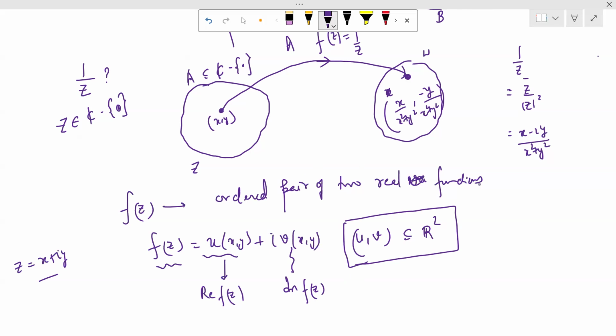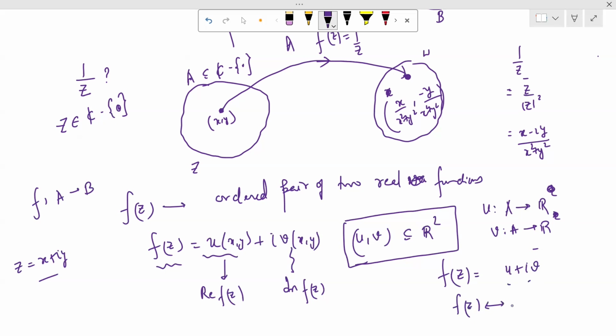Is that fine? So basically, what is u? u will be defined from A to R, if the function is defined from A to B, and similarly v will be defined from A to R. Sorry, R, not R square. And function f(z) would obviously be u plus iota v. So you can visualize this function somewhere in R square. So basically, this f(z) can be visualized as a subset in R square. Is that fine?